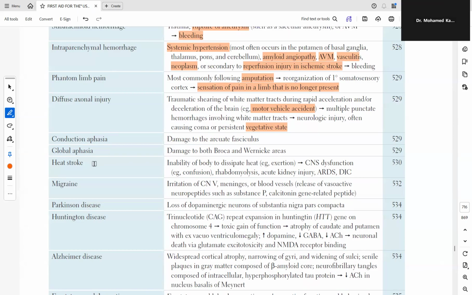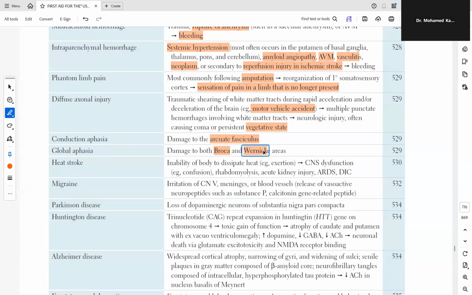Conduction aphasia is damage to the arcuate fasciculus. We know that the arcuate fasciculus is between the Broca's and Wernicke areas, so the arcuate fasciculus connects both areas together. So this is damage to the arcuate fasciculus. Global aphasia is damage to both Broca and Wernicke areas, both areas.